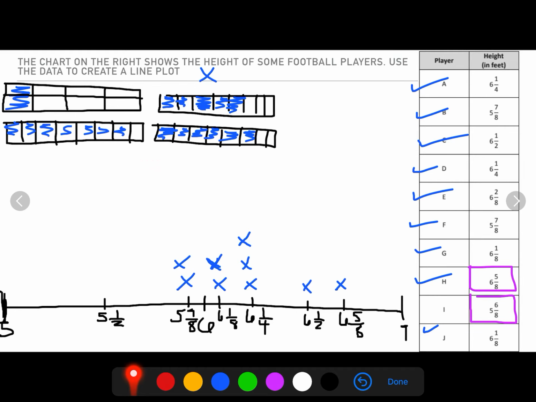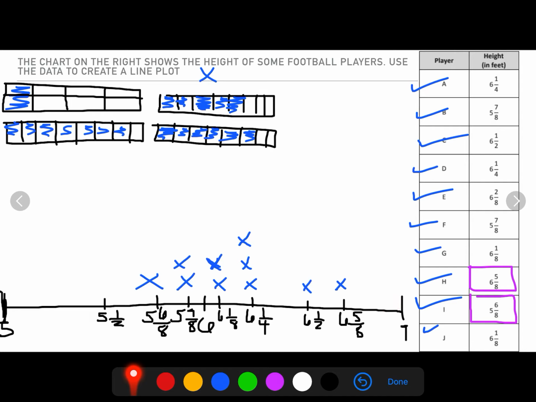Is 6/8 less than a half or more than a half? That's right, it's more than a half. And look how close 6/8 is to a whole. So we're going to put 6/8 or 5 6/8 closer to 6 wholes. We're actually going to put it right next to 5 7/8. And go ahead and write in our marker for player I. You guys, we just filled in our own line plot based on the data in our table.